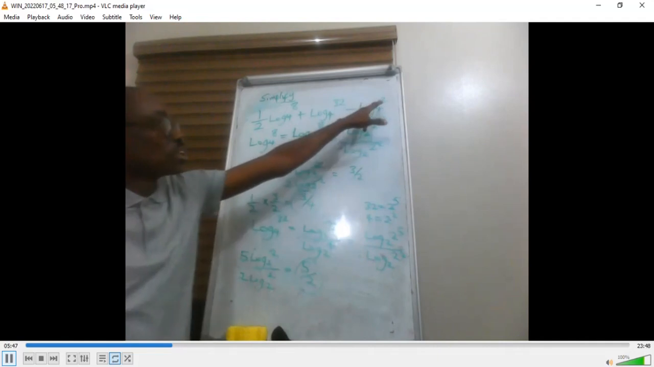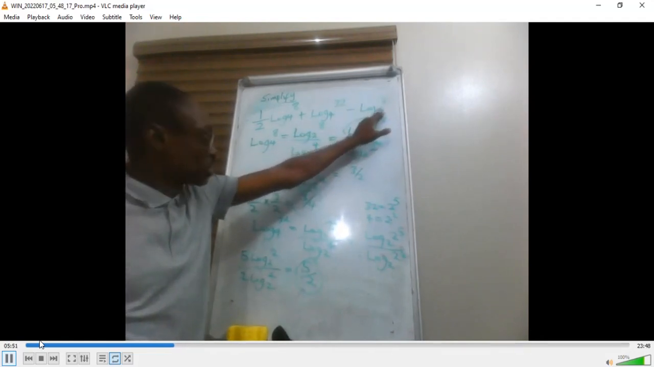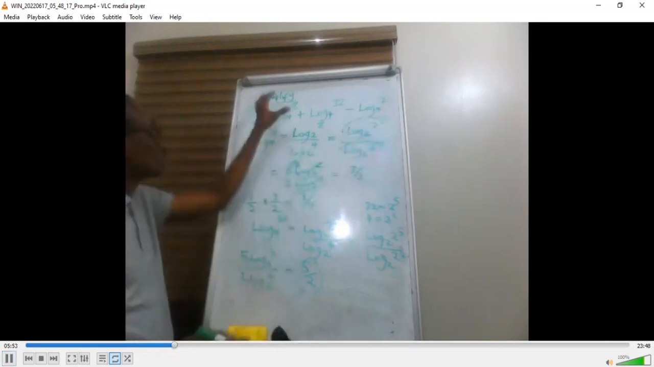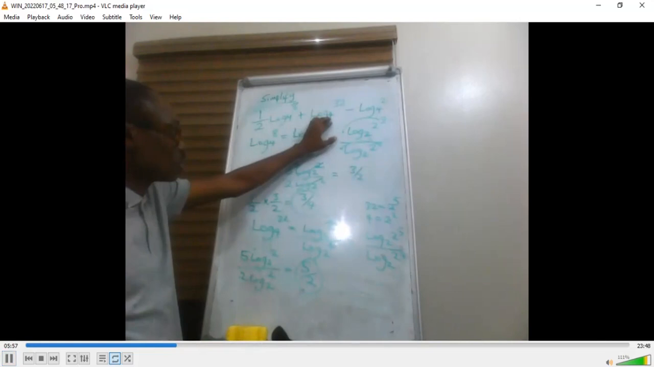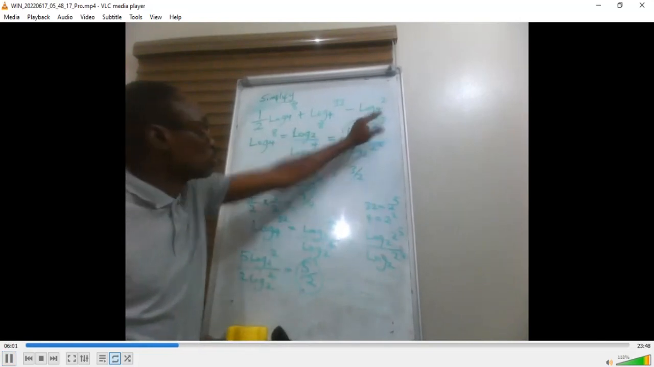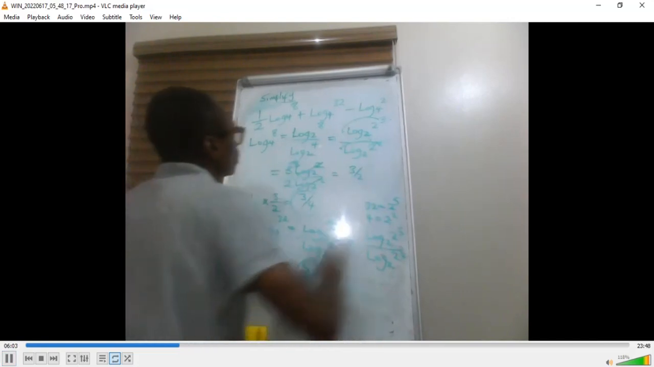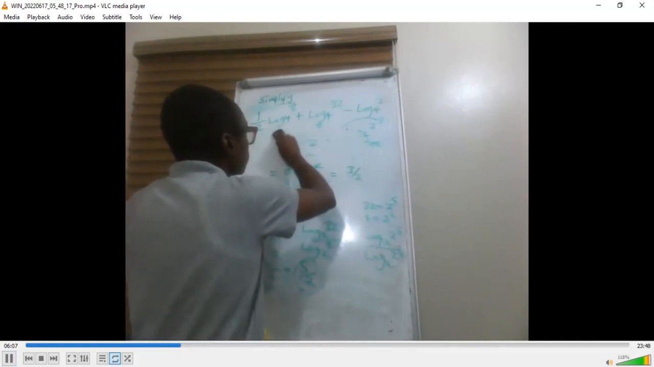So it remains the log of 2 to base 4. We've gotten this side as 3 over 4, and this part as 5 over 2. So it remains the last part, log 2 to base 4. Let's go ahead and solve that part.